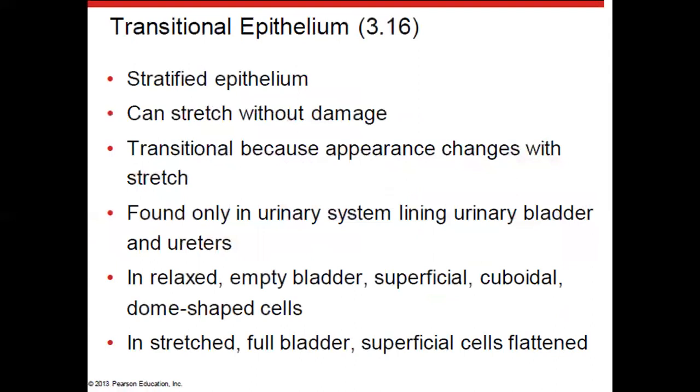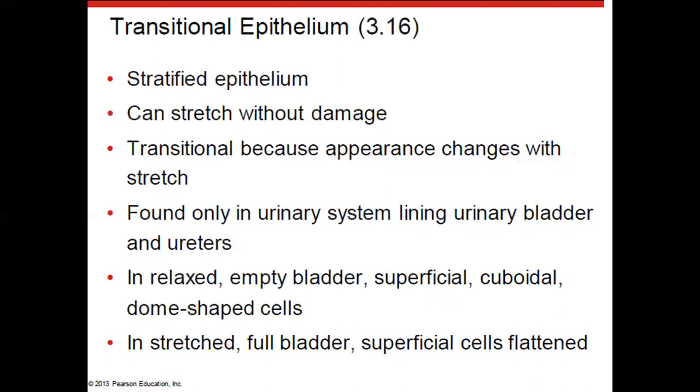Now, before we move on to columnar epithelium, there's one type of epithelial tissue that doesn't really fit into the categories that we talked about so far: squamous, cuboidal, columnar, stratified, or simple. So here is called transitional epithelium. And it's a stratified epithelium, so it's multiple cell layers, but they have this unique property. They can stretch without damage and recoil over and over and over again. It's called transitional epithelium because the appearance changes as it stretches.